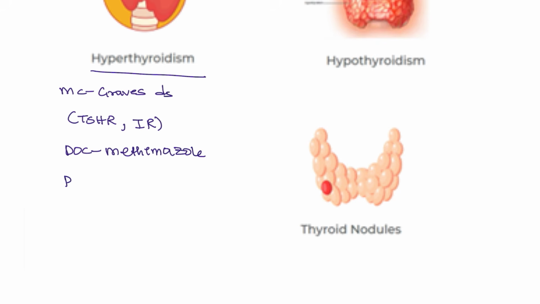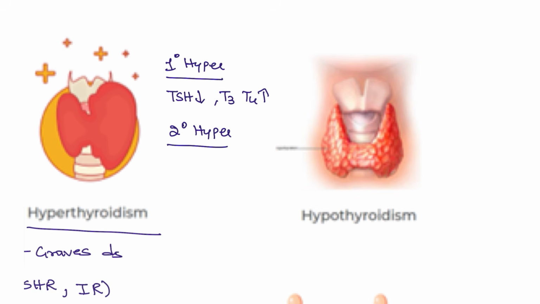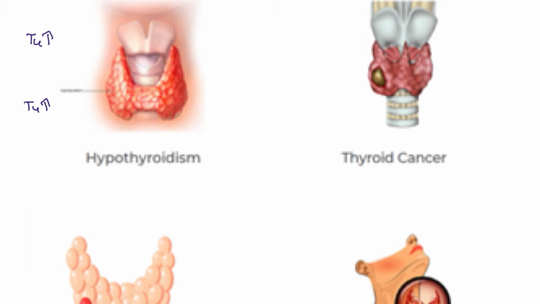But if the patient is pregnant, P for pregnancy, P for PTU, that is given for this patient in the first trimester, because methimazole can be detrimental. The lab findings in primary hyperthyroidism: TSH will be decreased, whereas T3 and T4 will be elevated. In secondary hyperthyroidism, TSH will be elevated, and T3 and T4 will also be elevated.